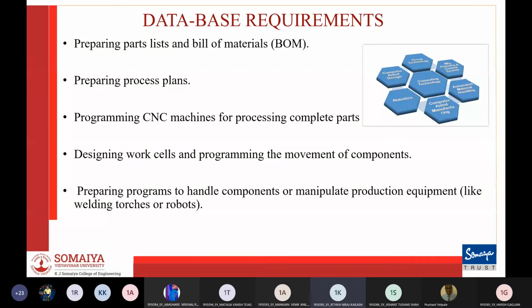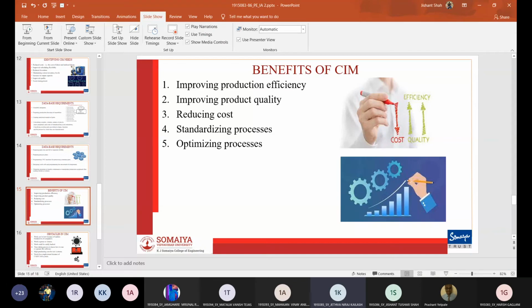Designing the work cells and programming the movement of components. The work cells are designed and programmed for the movement of components in those cells using the material handling devices, which include robots or conveyor belts and so on. And also the inspection programs are prepared, which includes the programs for the CNC coordinate measuring machine as well. Next slide. Benefits of CIM are going to be explained by Jishan.